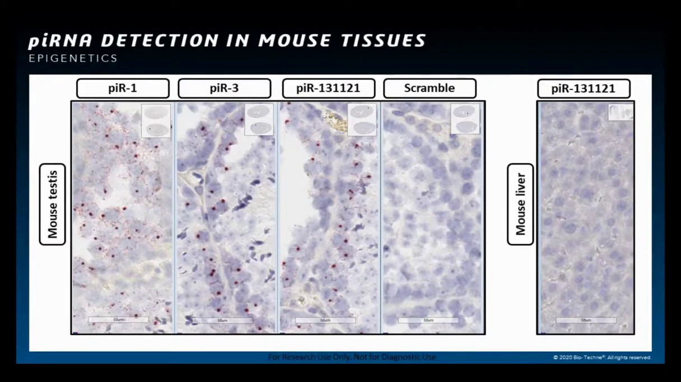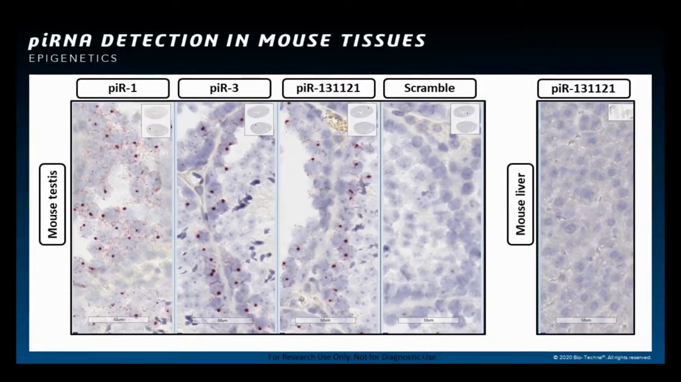Now, piRNA detection appears as very strong perinuclear punctate dots, and specifically in the spermatogonia, which are undifferentiated male germline cells that eventually give rise to mature spermatozoa. This staining pattern is similar to that published in other literature reports. As a negative control, as we have continued showing, we have a scramble probe where little to no signal can be observed in this particular mouse tissue.